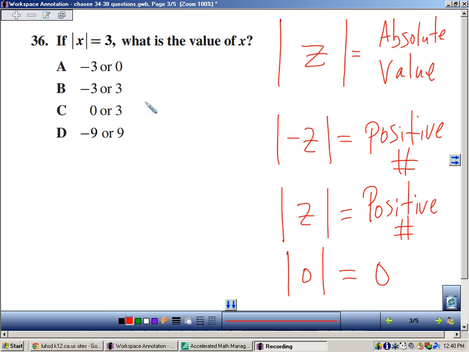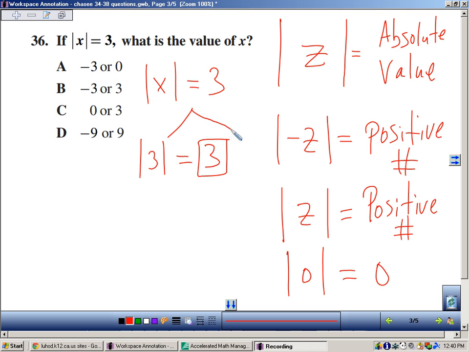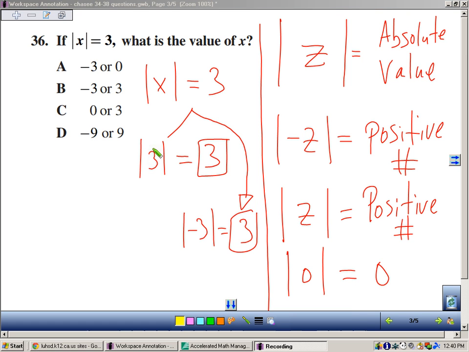Okay. So with that said, let's think about this question. What possible values of x will give you an answer of positive 3? Well, here's one possible value. If x is positive 3, out comes 3. And then the other possible value is, I'll write that down here, if the value inside was negative 3, out comes a positive 3. You see that? And so inside your absolute value brackets, you have a possibility of a positive value for x or a negative value for x. Okay, and so x equals either positive 3 or negative 3. And that would be B.